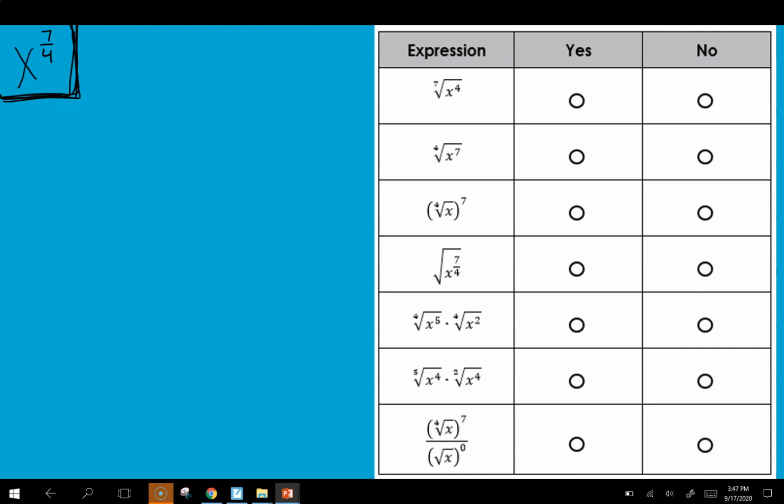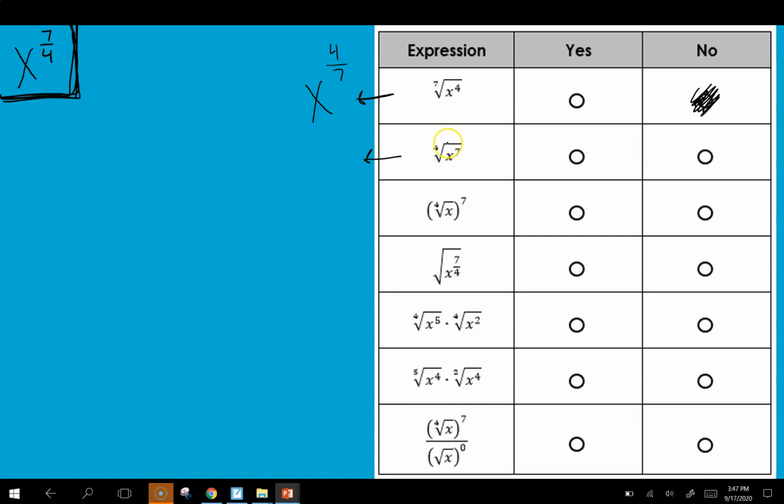All right, the first 3 looks like I'm just rewriting from radical form to rational exponent form. So this one right here, I have an x. My power is 4, so it's up in the sky. My root outside is 7. That is not the same thing. That's a no.